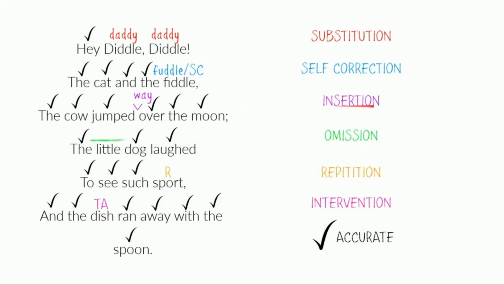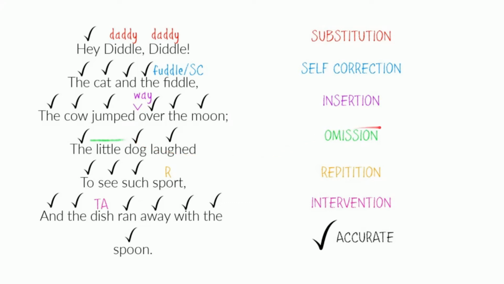Then we have insertions. An insertion would mean the student adds in a word while reading the passage. To mark an insertion, you would write the word and then an arrow pointing to the place of the insertion. So this would count as an error on a running record.